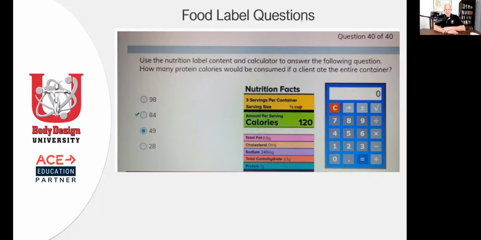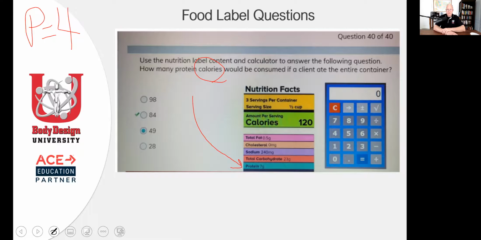Can you figure it out? How many protein calories? What did we already say? They want to know calories, but what are they going to give you? They're going to give you grams. And what's the conversion? Protein has 4 calories for every gram.